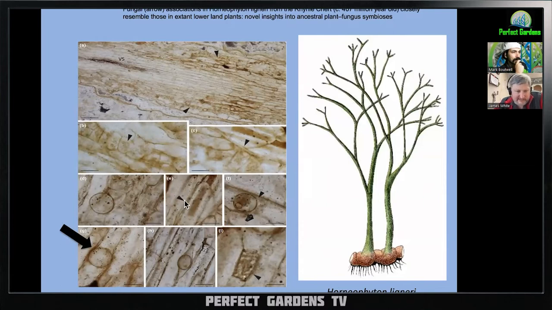You can see a hypha there, little arrows there, and a little spherical thing that's thought to be a spore of the fungus. Something like a VA mycorrhiza inside the plant. This also was primitive. This is very primitive. No leaves, no roots, just these little rhizoids that stuck out. They're not roots. They're not multicellular. I think they're unicellular, or they may be multicellular, but they're not developed.